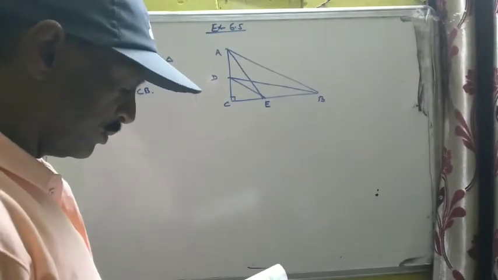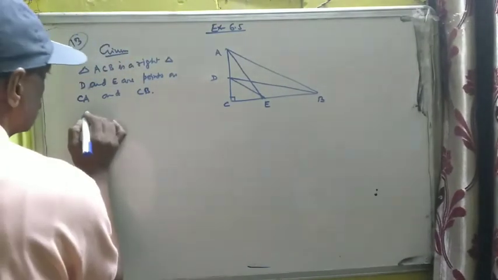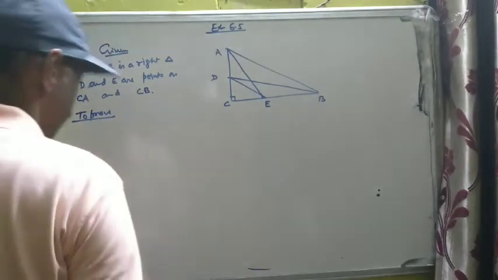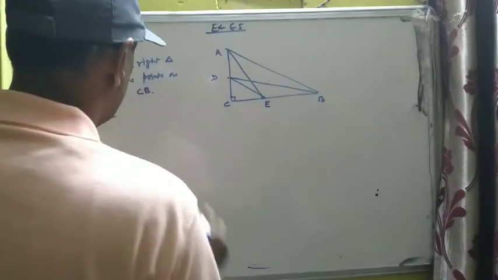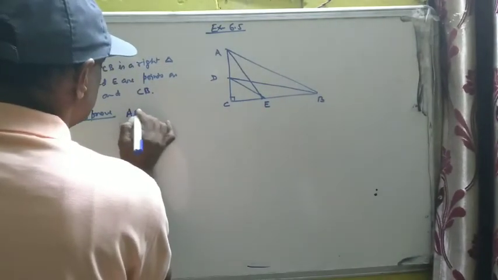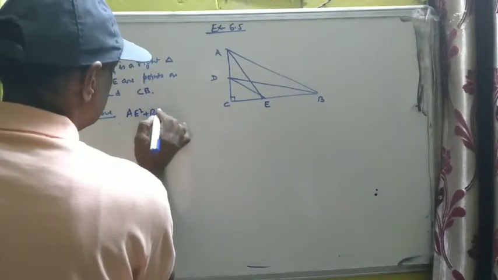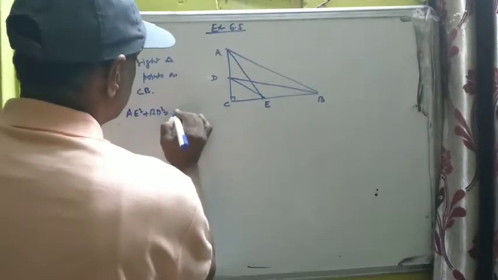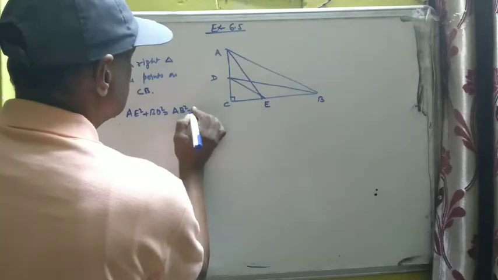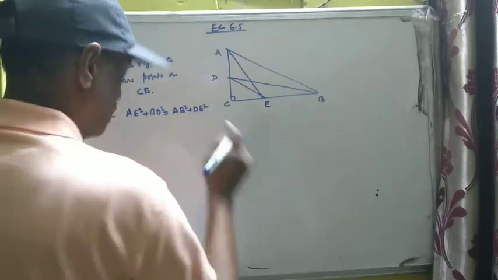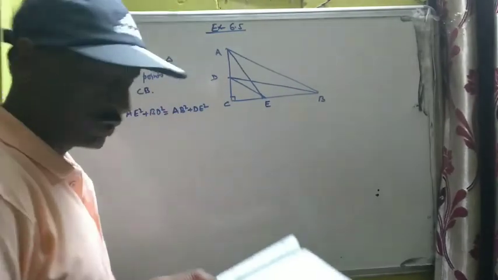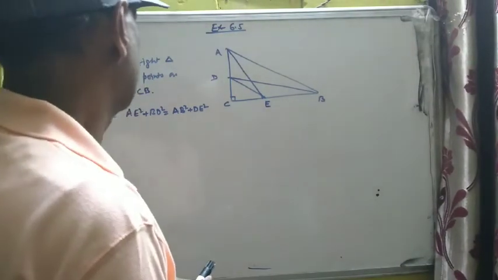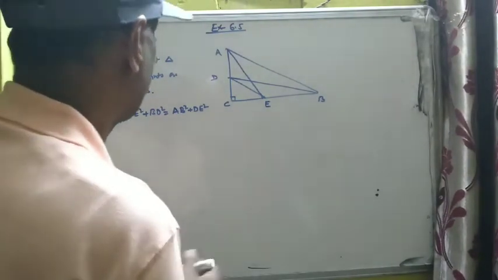Okay, now we have to prove AE square plus BD square equal AB square plus DE square. So this is the question. We have to solve this. Let us prove.